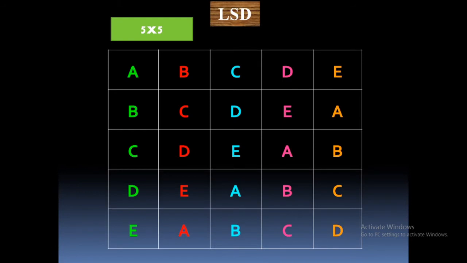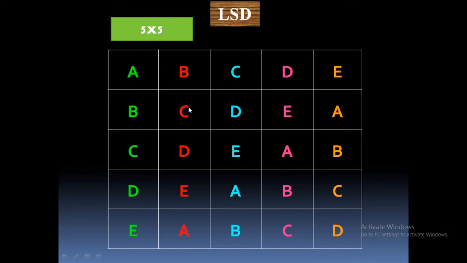See, look, this is a 5 into 5. Here 1, 2, 3, 4, 5 rows, 5 columns, 1, 2, 3, 4, 5. See, 5 into 5. This is the typical alignment. Clear? And these are all treatments. A, B, C, D, E are treatments. 5 treatments are there. See, in the first column, treatment A occurs only once. In the first row, treatment A occurs only once.